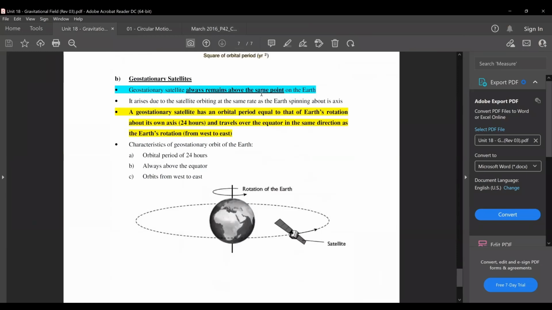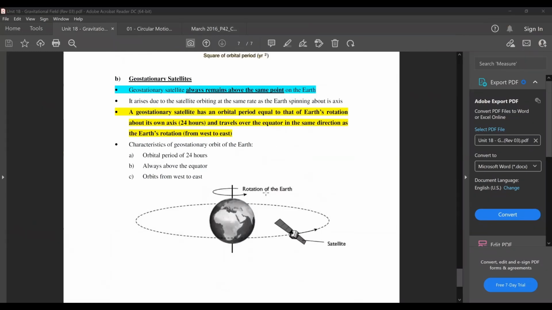All right. Now, there is a particular kind of satellite that you will learn eventually, which is known as geostationary satellites.